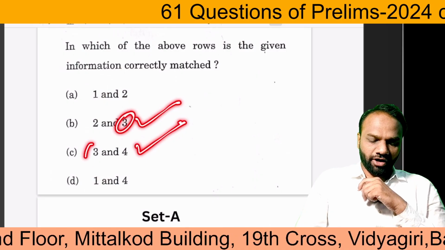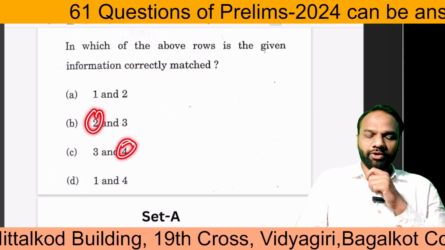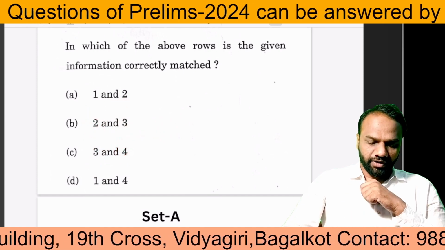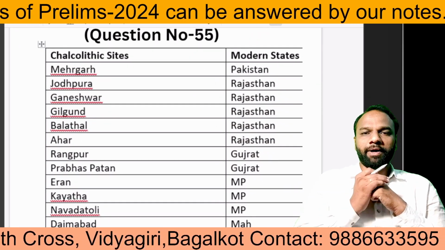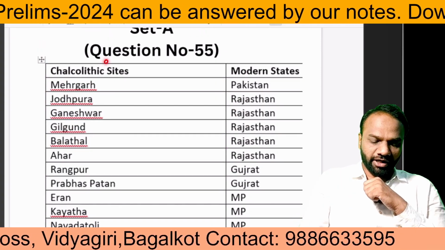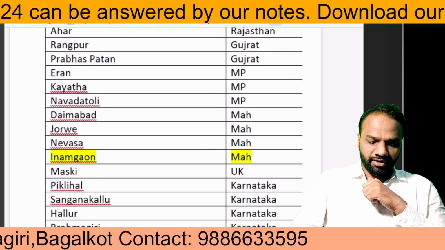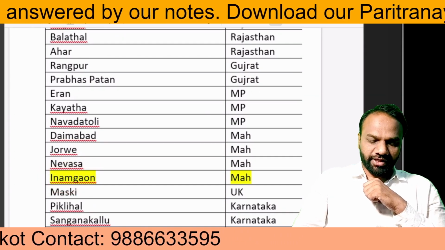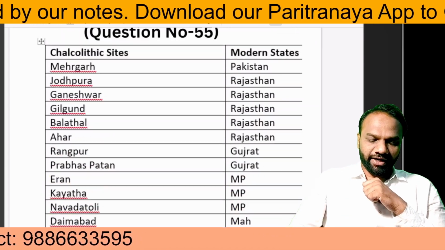It means 3 is common here. So we have to identify whether 2 is right or 4 is right. Either 2 will be right or 4 will be right. We have another source, a list of Chalcolithic sites which we have compiled, Chalcolithic sites and modern state. If you scan through the list, we come across Inamgaon. It's a Chalcolithic site located in the state of Maharashtra.